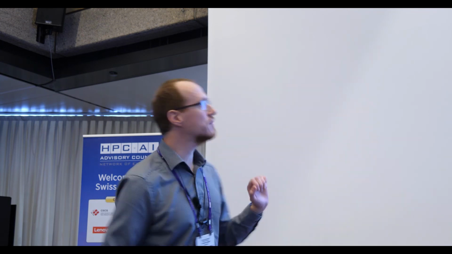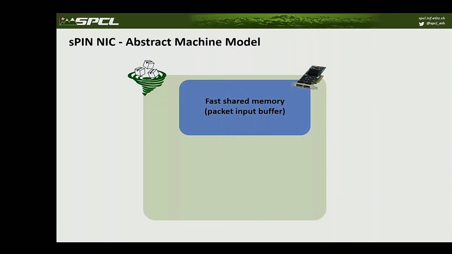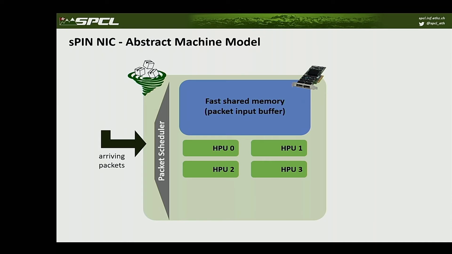But a NIC is slightly different. The NIC abstract machine actually has definitely an input memory for packets, right? Because a NIC is a packet processor. It must store packets somewhere. It must have a packet scheduler that takes arriving packets. So this is my transceiver here. Here come the 400 gigabit per second data stream that the scheduler chops into packets and then assigns to my input memory. And the NIC has processing units.